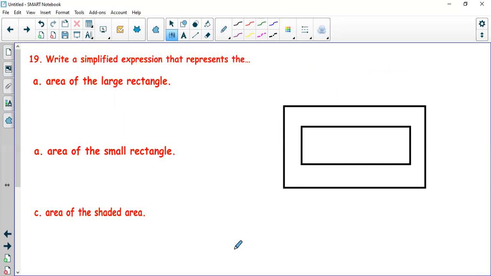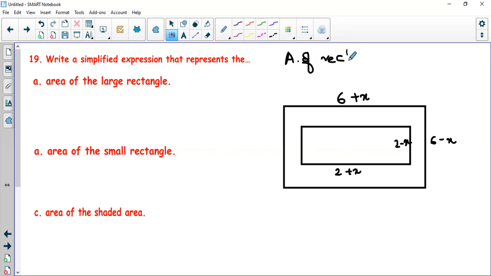Okay, now moving on to question number 19. Now there is a rectangle. There are two rectangles in fact. So they said the length is 6 plus x here and the width is 6 minus x. Similarly, for the smaller rectangle, they said the length is 2 plus x and the width is 2 minus x. I'm writing it here, 2 minus x. Okay, so there's a bigger rectangle and a smaller one. Write a simplified expression that represents the area of the larger rectangle. So we want to find the area. What's the area of a rectangle?